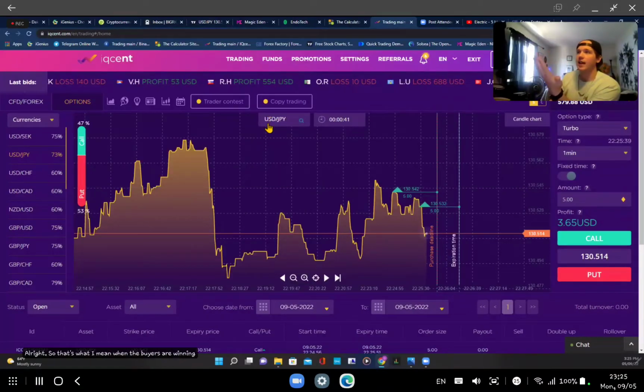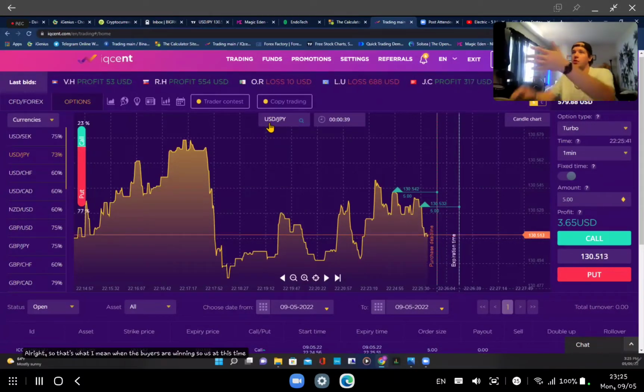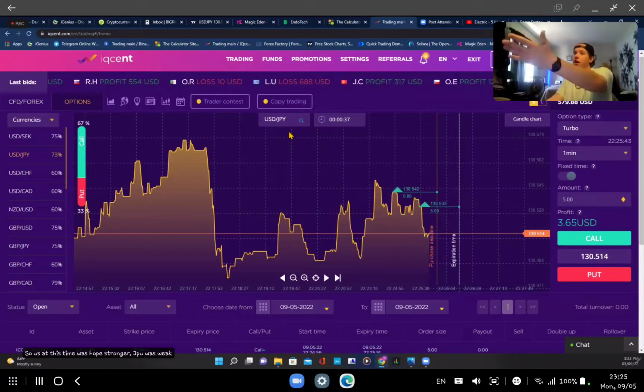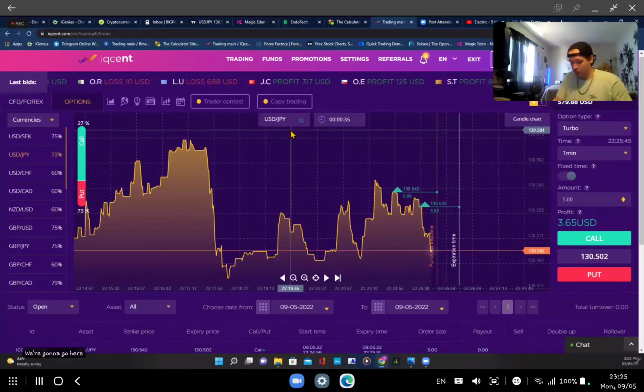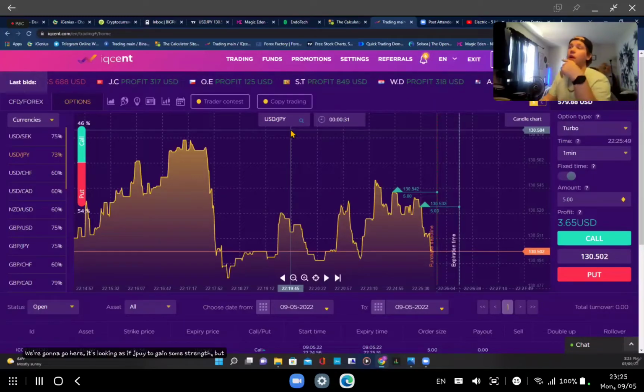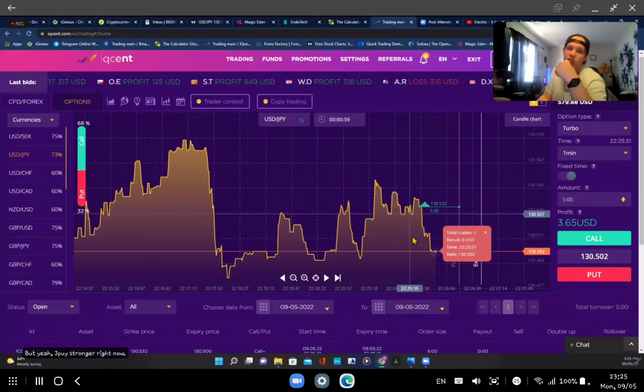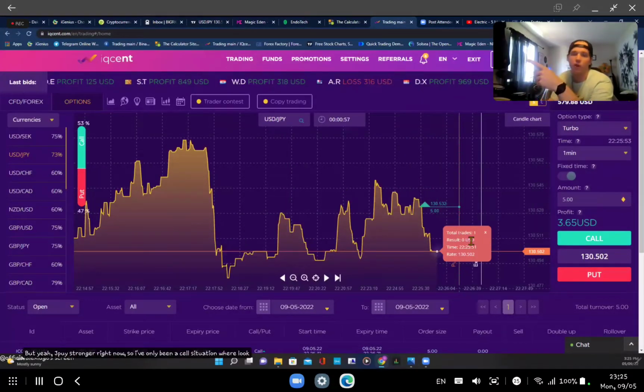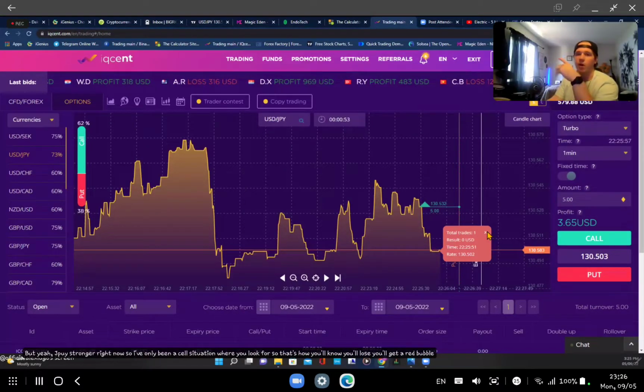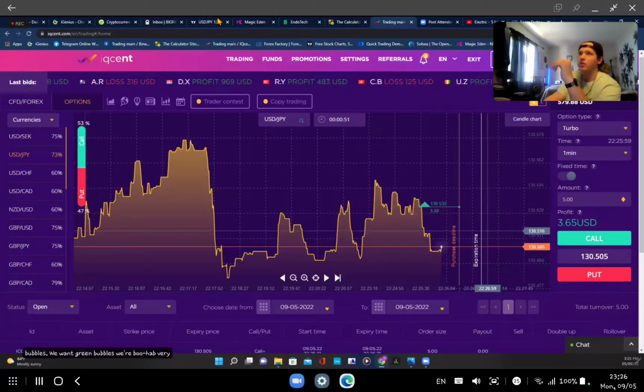So US at this time was stronger, JPY was weaker. We're going to go here. It's looking as if JPY could gain some strength, but yeah, JPY stronger right now, so it would have been a sell situation we're looking for. So that's how you'll know you'll lose. You'll get a red bubble. We don't like red bubbles. We want green bubbles. We're Bueno Verde. It's the only Spanish I know.